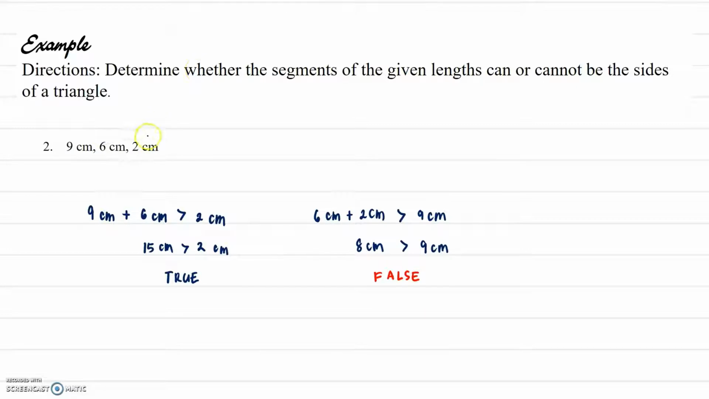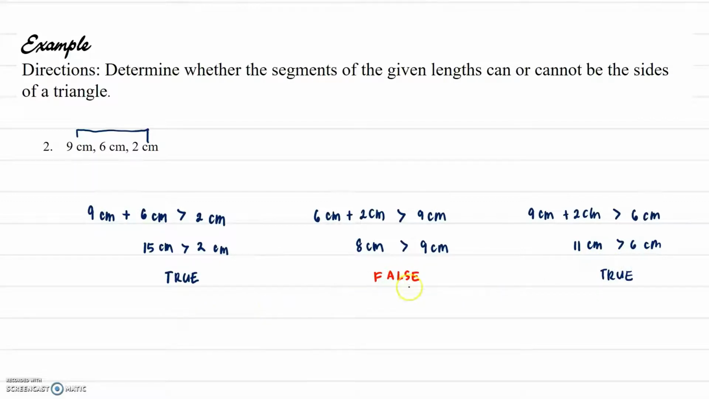Let's have 9 and 2. So 9 centimeters plus 2 centimeters should be greater than 6 centimeters. 9 plus 2 is 11 centimeters. Is greater than 6 centimeters. Now we can see that our statement is true because really 11 centimeters is greater than 6 centimeters. So we'll write here true.